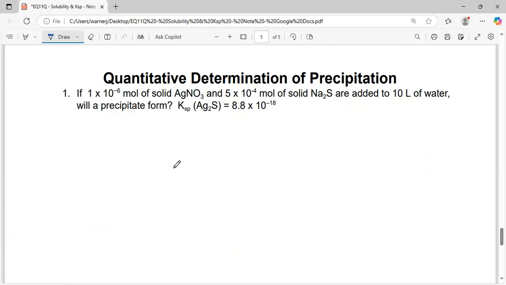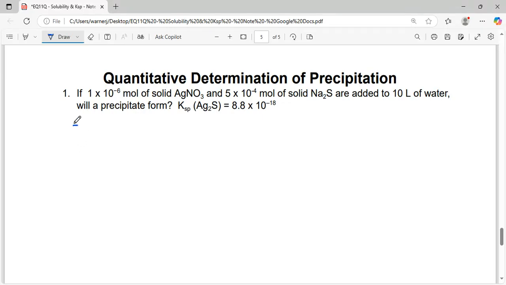So the first problem involves a solid and another solid being added to water. Now, we've already been given the amounts in moles, so it's pretty straightforward. It could be given to you as mass, and you would have to convert to moles and then find a concentration. But if we're adding this to 10 liters of water, we're going to assume that adding this quantity of moles isn't changing the volume.